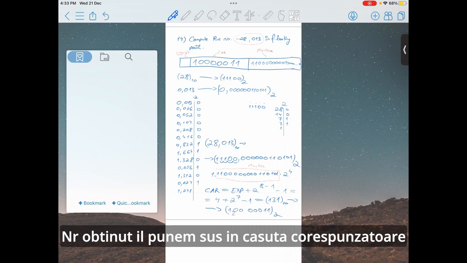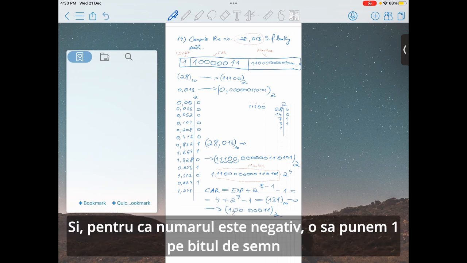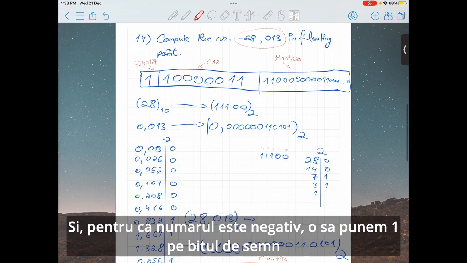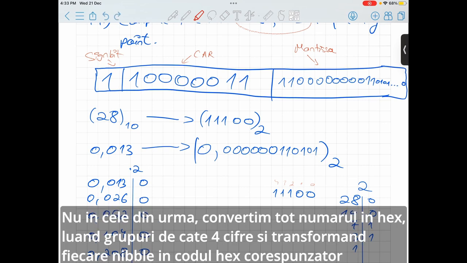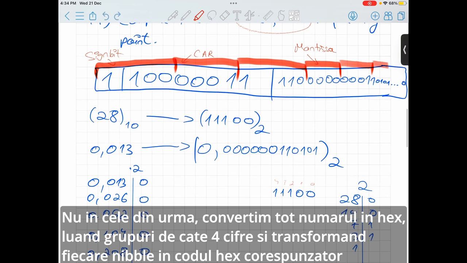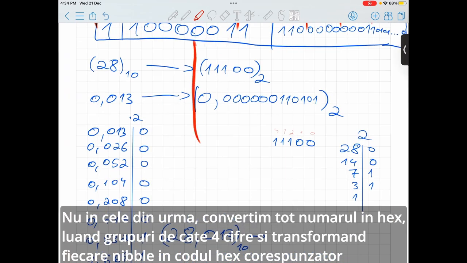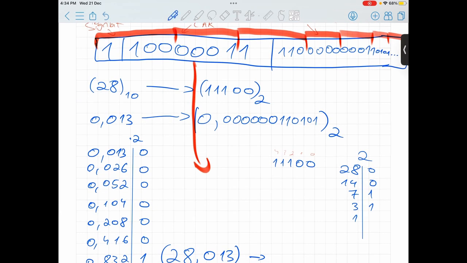Okay, this is the result in binary, and this we will have to put up here. This will be our CAR, and because we have a negative number, we'll put the sign bit 1. And now we will have to convert it into binary. We have to convert into hexadecimal, sorry. We have to pick each 4 bits and group them. Okay, and I will write the result here so that it is more visible for me.